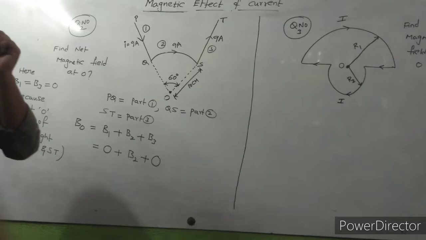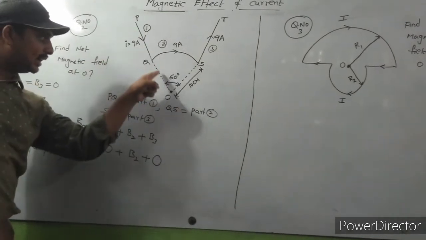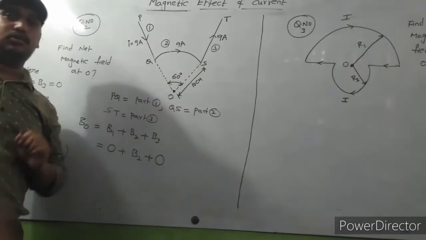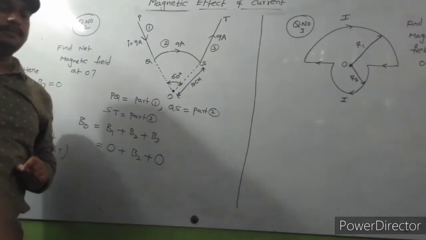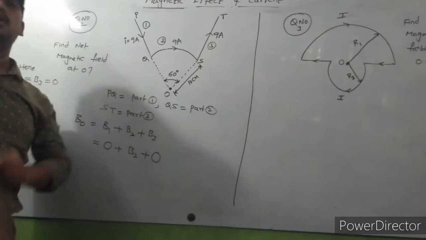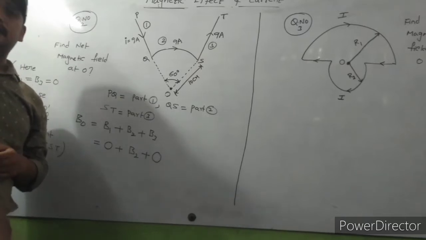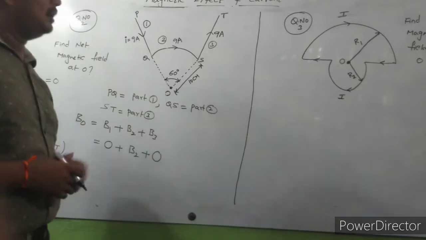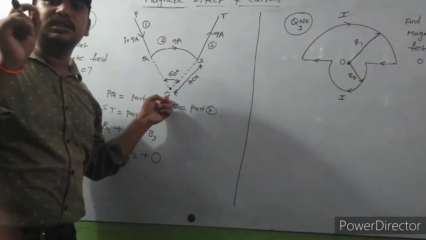Students, observe carefully. O is the point that lies on the axis. If you extend this straight wire, is this the axis or not? Exactly, O lies on the axis of PQ, and exactly, O lies on the axis of ST. That means due to part 1 and part 3, no magnetic field acts at O. If any point lies on the axis of a straight wire, the net magnetic field is definitely 0. So due to the PQ wire and the ST wire, the net magnetic field at O is 0.